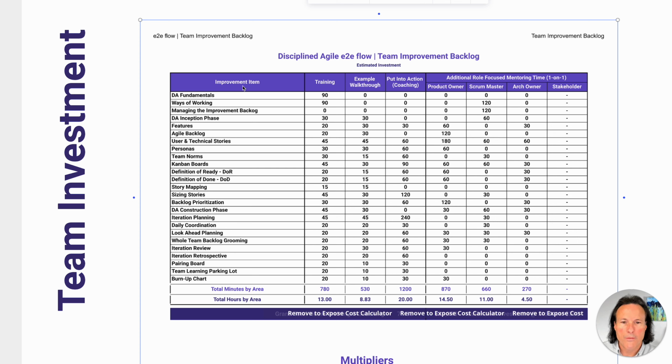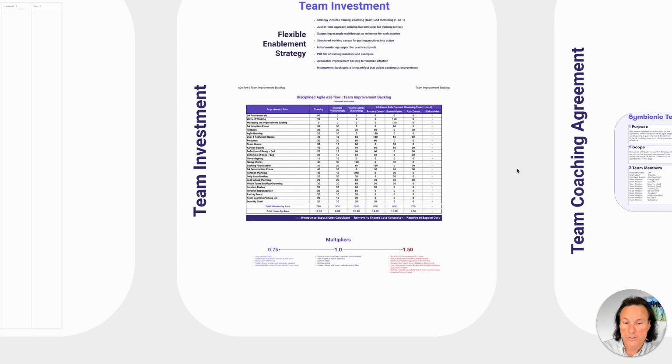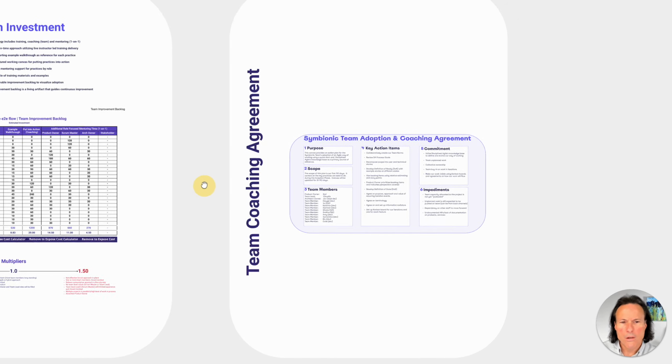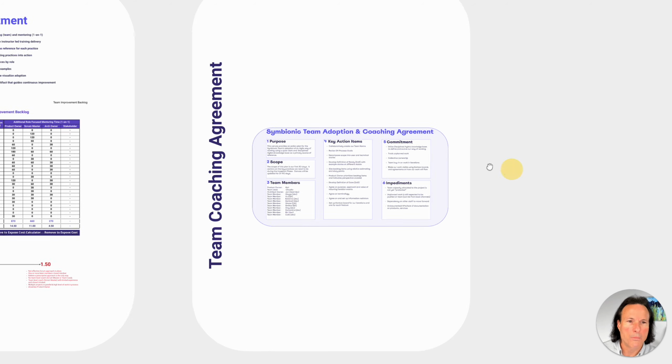We also have some of our mini training modules like DA fundamentals, ways of working, and so forth. So we can show an approximation of the time investment that this would take. We have some multipliers as far as if we've got an experienced team versus maybe a less experienced and newly formed team. We have coaching canvases that we can use to establish the agreement of how we're going to be working.